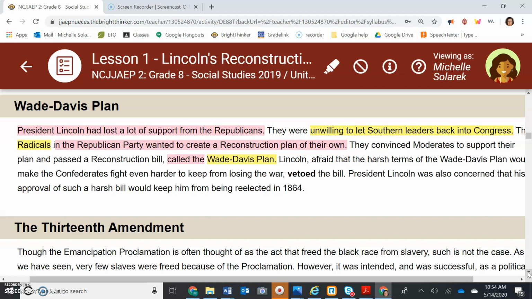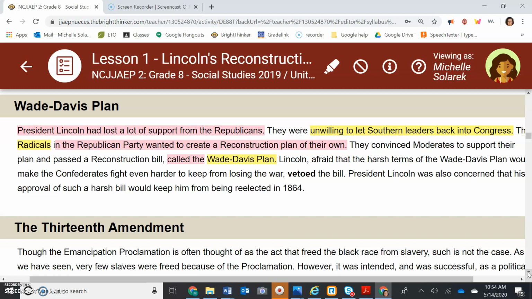So if you have finished writing for number 10, unwilling to let Southern leaders back in Congress, then please write down the Radicals for number 11. Because that's the name of the group that was giving a lot of resistance to Lincoln and his plan. So these guys come up with their own plan, and they name their plan the Wade Davis plan, which is why question number 12 is, what do you call the plan the Radicals came up with? And the answer: Wade Davis plan.